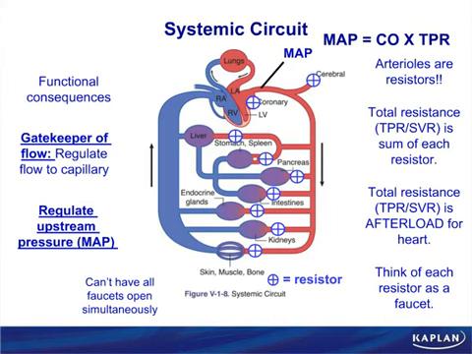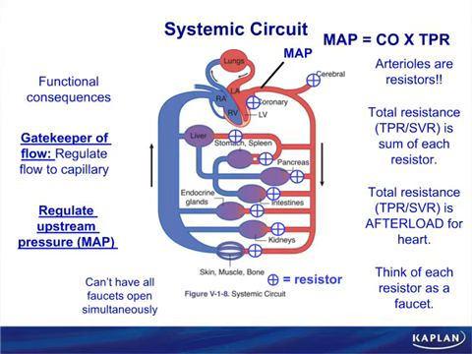All right, now, because the main site of resistance is arterioles, this is going to have two very, very important functional consequences. First, arterioles represent the gatekeeper of flow. They are the regulator of flow to the capillary. Because the arterioles are upstream, think about direction of flow, arterioles are upstream from the capillary. They're the main resistor, so they're going to regulate flow to the capillary. And that becomes important because that's where we get grocery exchange.